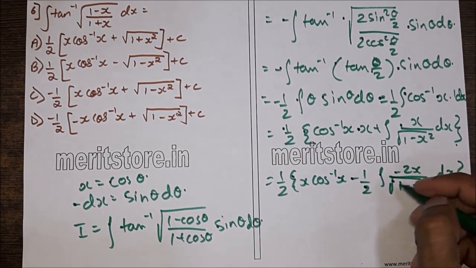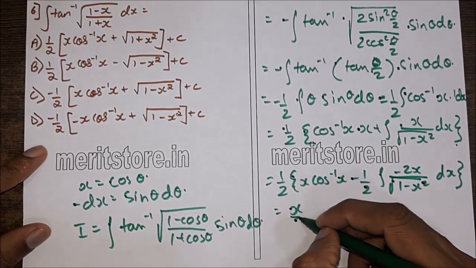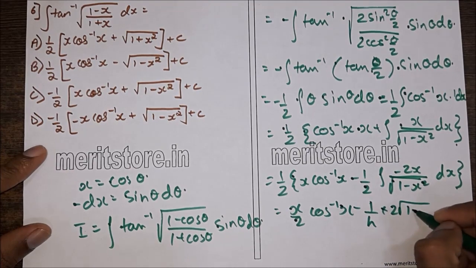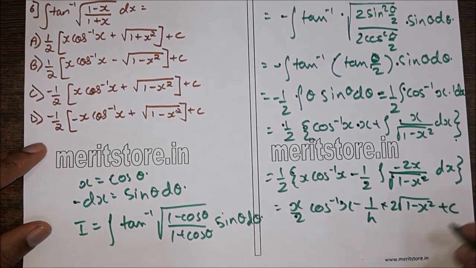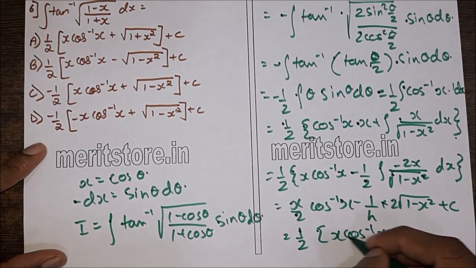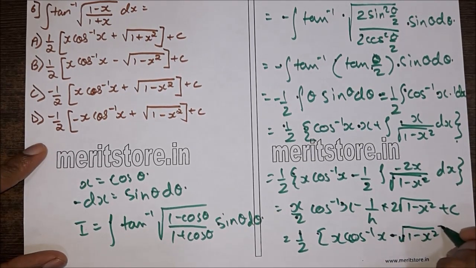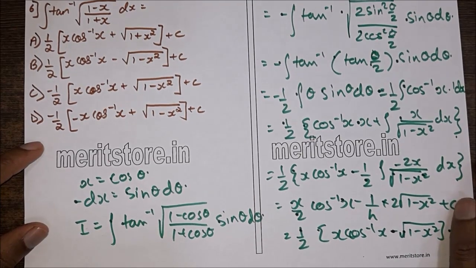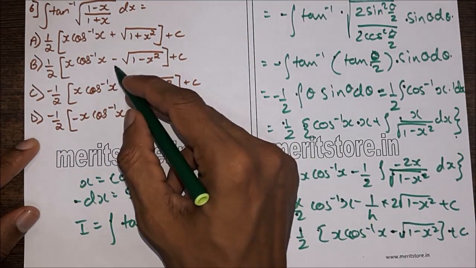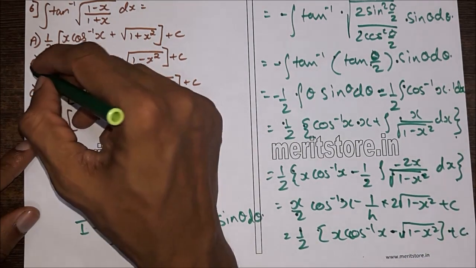Please note that we multiply and divide by minus 2, so we get x by 2 cos inverse x minus 1 by 4 into 2 under root 1 minus x square plus c. Further, we can write this as half of x cos inverse x minus under root 1 minus x square plus c, which matches with option B, that is half of x cos inverse x minus under root 1 minus x square plus c. Option B is the correct answer.